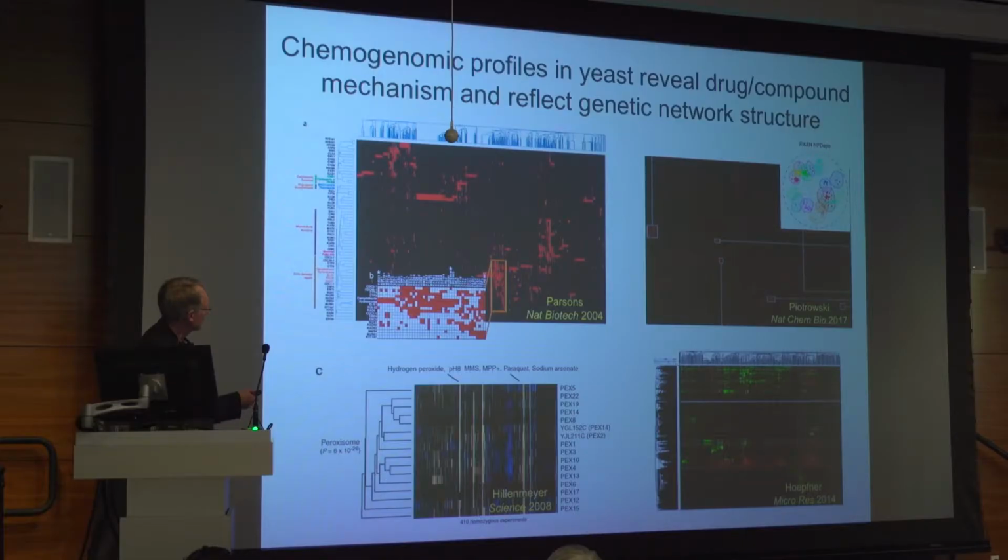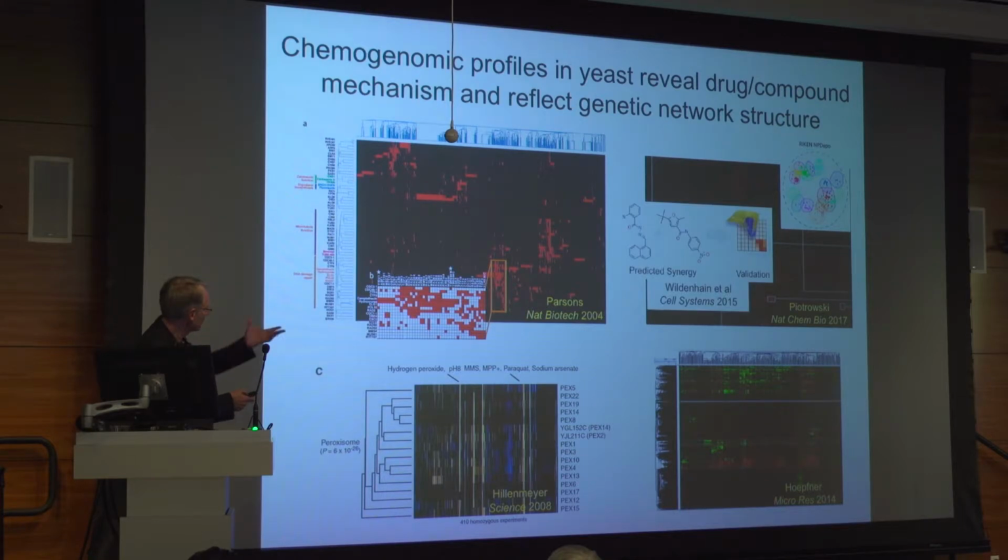And this has been done at a much larger scale by Chad Myers and Charlie Boone recently. It turns out that the chemical genetic interaction network actually mirrors the genetic interaction network quite closely. And we've used this kind of data to, for example, predict synergism between different compounds. I'm not going to talk any more about that today, though.